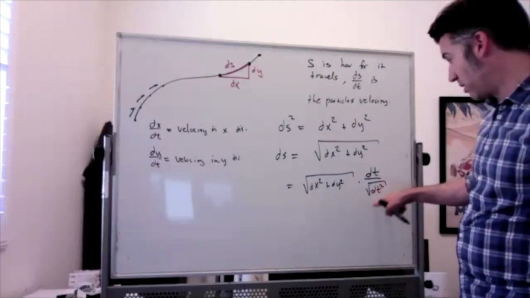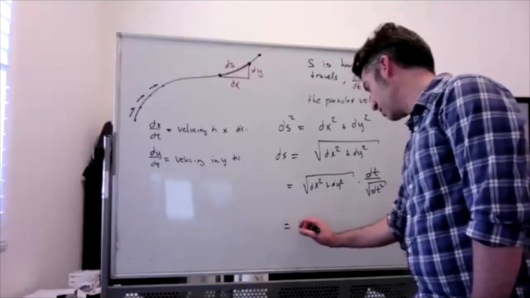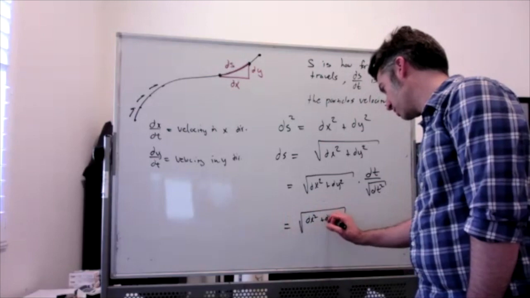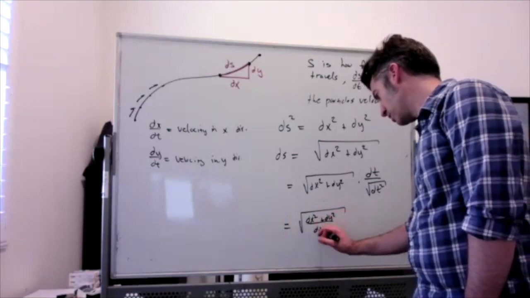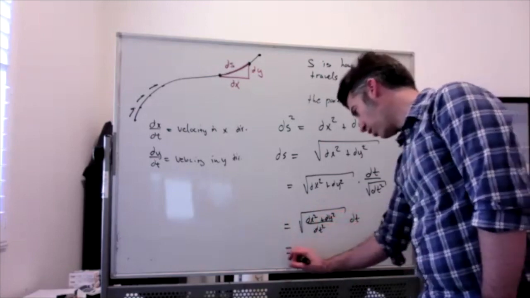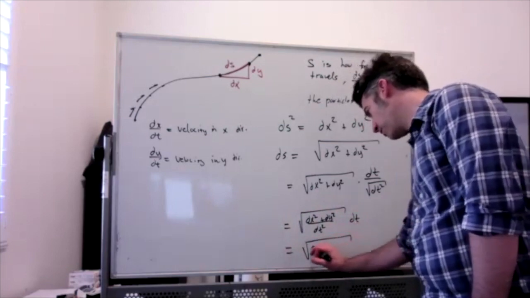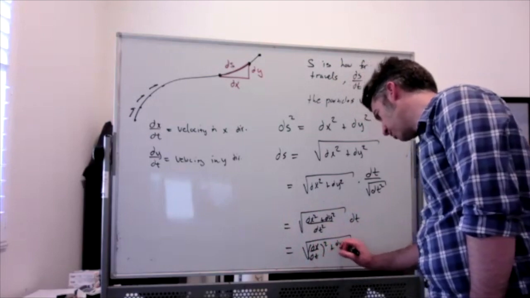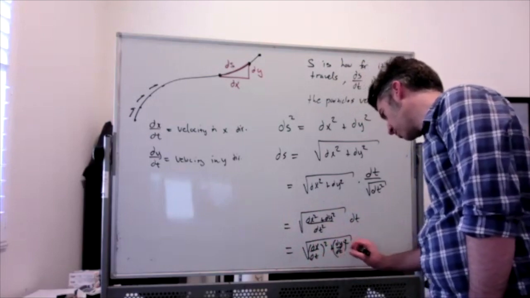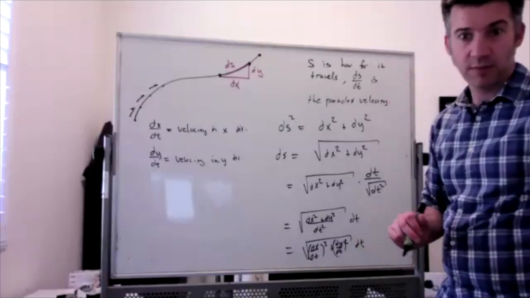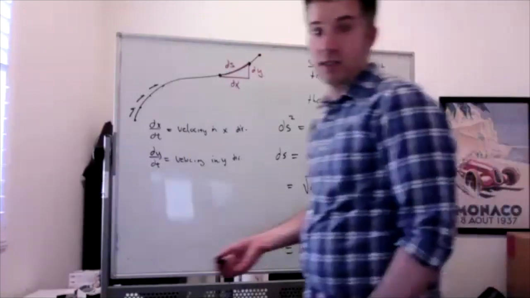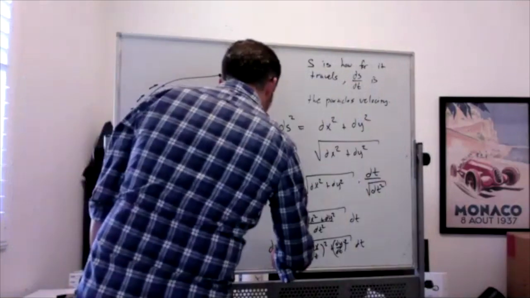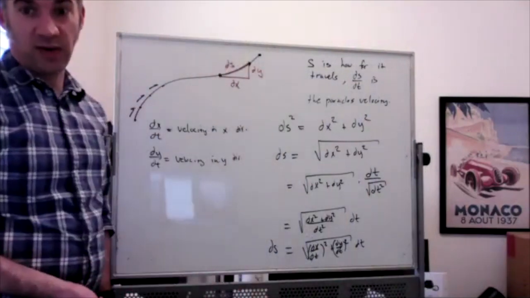Just writing it this way, so that when I put this over here, this is going to be the square root of dx squared plus dy squared over dt squared, or the square root of (dx/dt) squared plus (dy/dt) squared. So a small change in s is equal to the square root of (dx/dt) squared plus (dy/dt) squared.